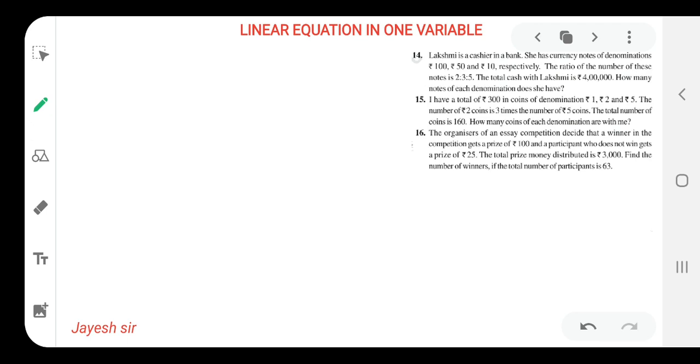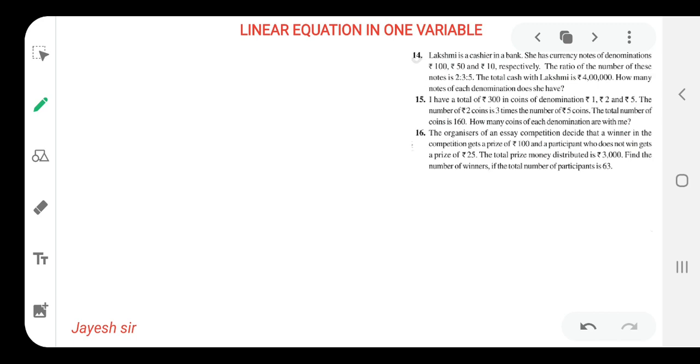The organizers of an essay competition decide that a winner in the competition gets a prize of rupees 100. If you win the competition, you will get 100 rupees, and the participant who does not win gets a prize of 25 rupees. That's what they are giving as prize in the competition.